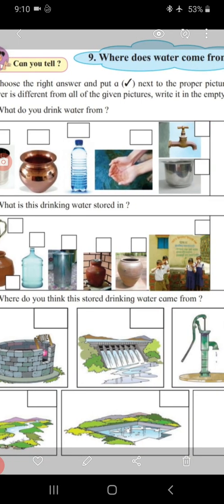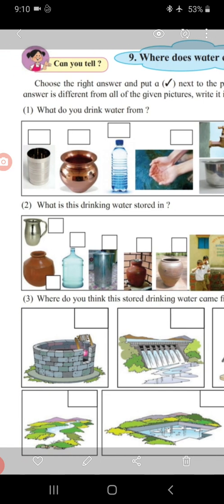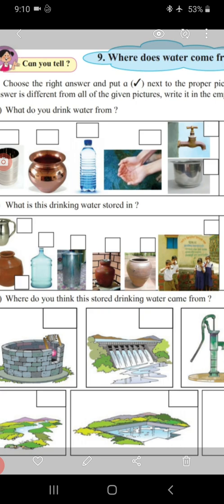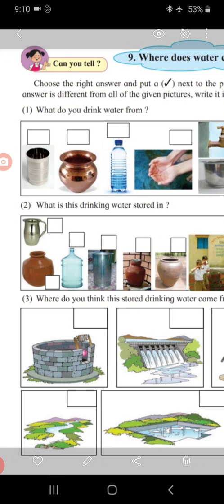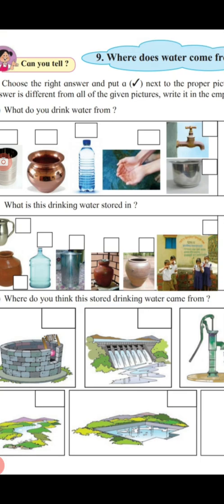Next, where do you think the stored drinking water came from? It came from the well, from the dam, from the hand pump, or from the river, or from the lake or pond. Okay, so from where do you think it came? If it came from the dam, then tick mark dam. If well, then tick mark well. So we are going to study more about the water, from where it came and how we are using this water in our daily needs.